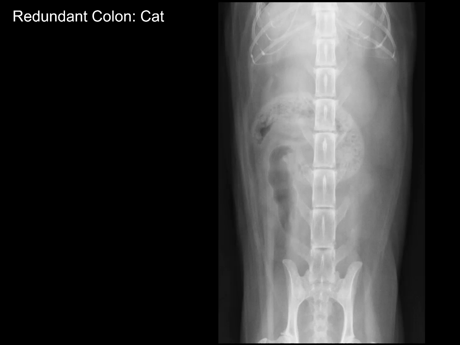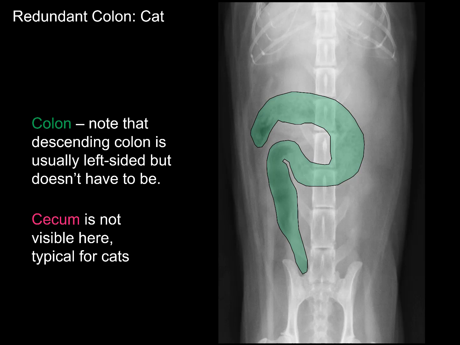Yet another normal. Here we have a cat with some redundant colon. This one has more fecal material in it, so you can see the short ascending colon. It's normal in a cat, it's not very long. Transverse and then descending, and it actually loops all the way over to the other side where the rest of the descending colon is more on the right side. It's uncommon that we see that, but it's not necessarily abnormal.